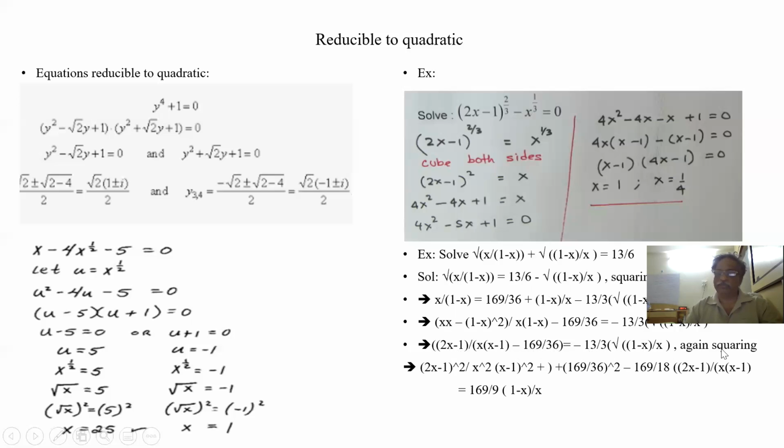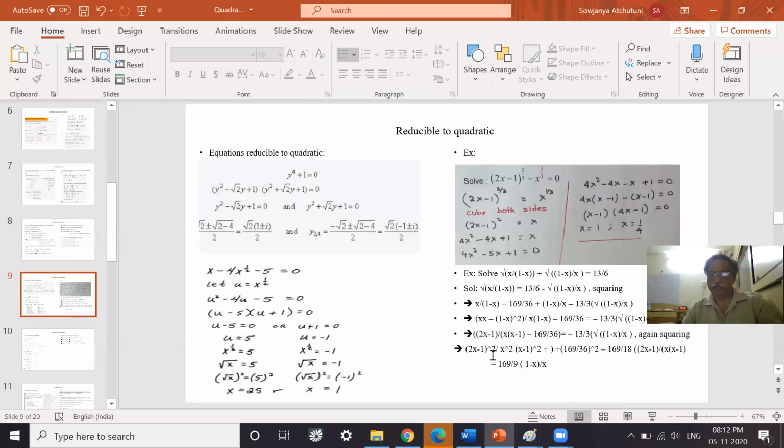Again I am squaring both sides. So this root has also gone. So I am getting a simplified equation. This is my simplified equation: 169 by 9 into 1 minus x by x. So this is a pure rough method of solving. Further, we have to reduce it to a quadratic equation and solve it.